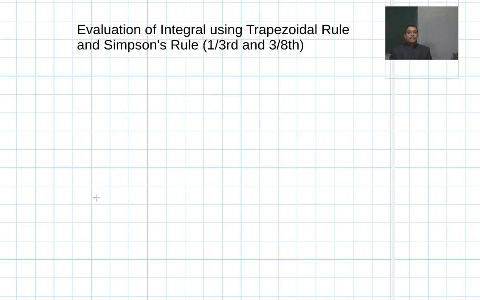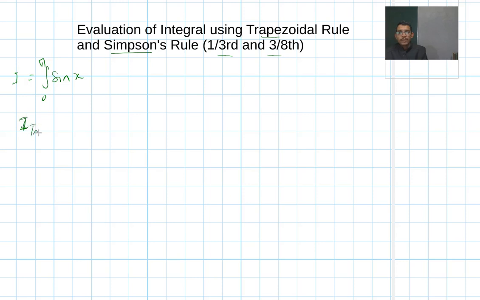So, in the earlier lecture, I talked about the trapezoidal rule and Simpson's rule, whether it is the 1/3 or the 3/8 rule. Today I'm going to talk about how these rules or formulae can be used to evaluate an integral. Here I want to evaluate the integral of sine x from 0 to pi, using the trapezoidal as well as Simpson's rule, whether it is the 1/3 or the 3/8 rule. First of all, let me recall these formulae.